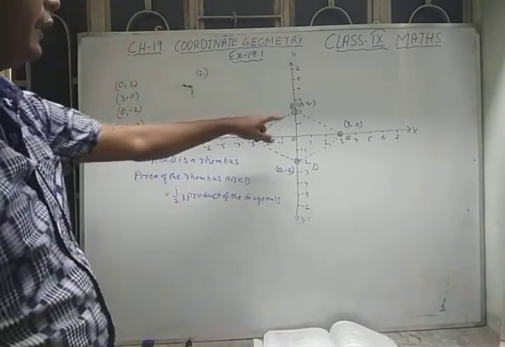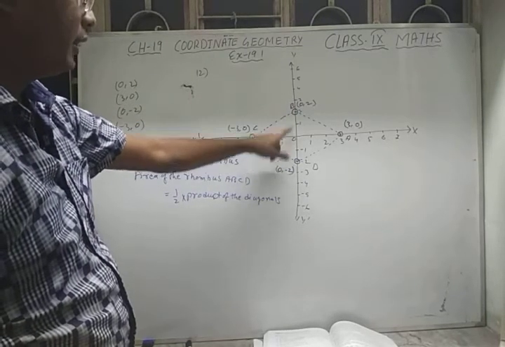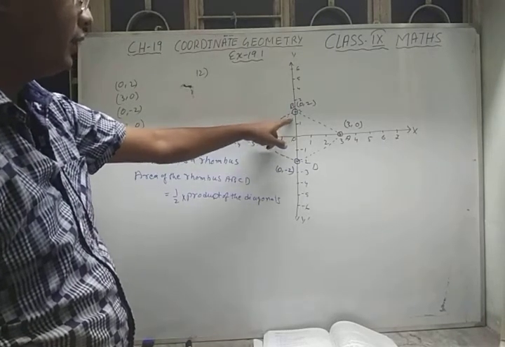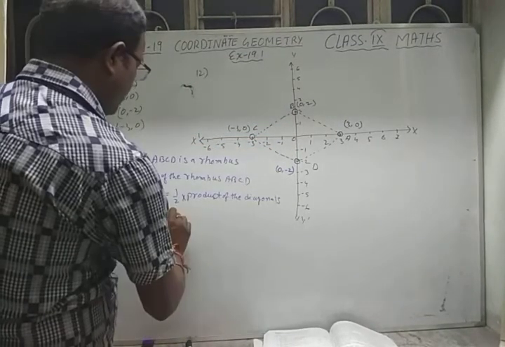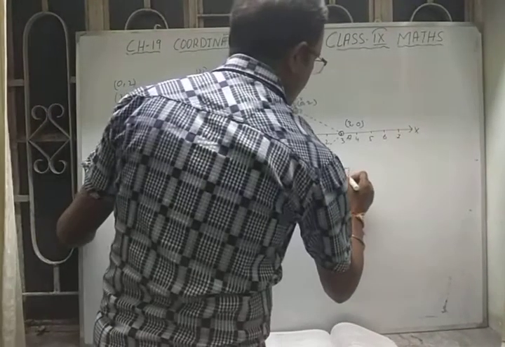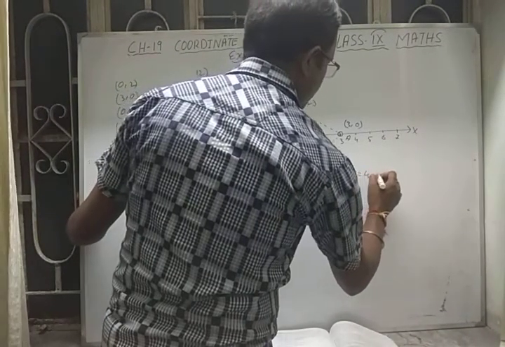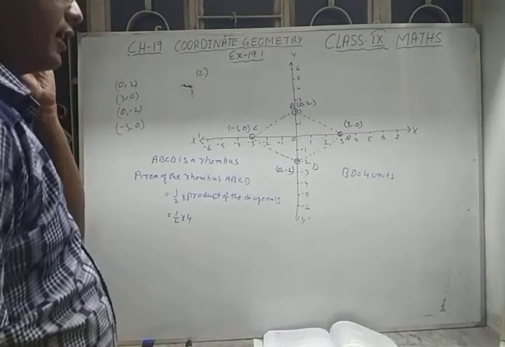So what will be the length of the product? The length of the product, first length is BD. The length of the BD is, it is 1 unit, 2 unit, 3 unit, 4 unit. So it will be half into 4, you must write here BD is equal to 4 units. Don't write centimeter or meter, just write the unit.